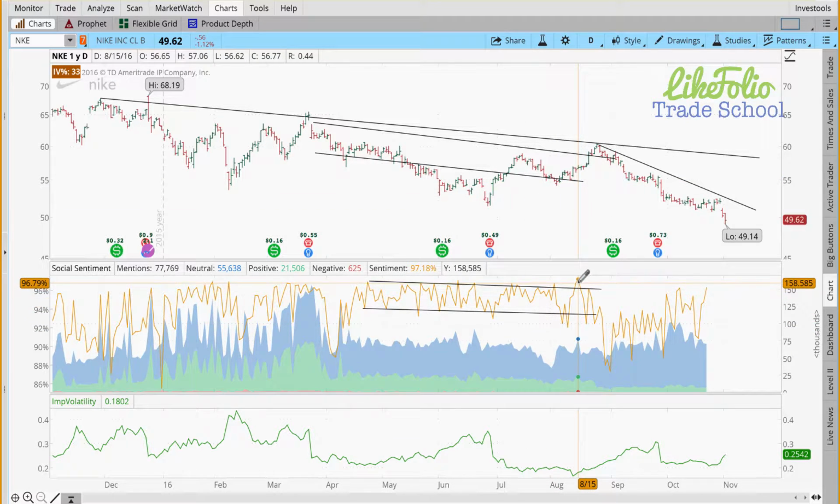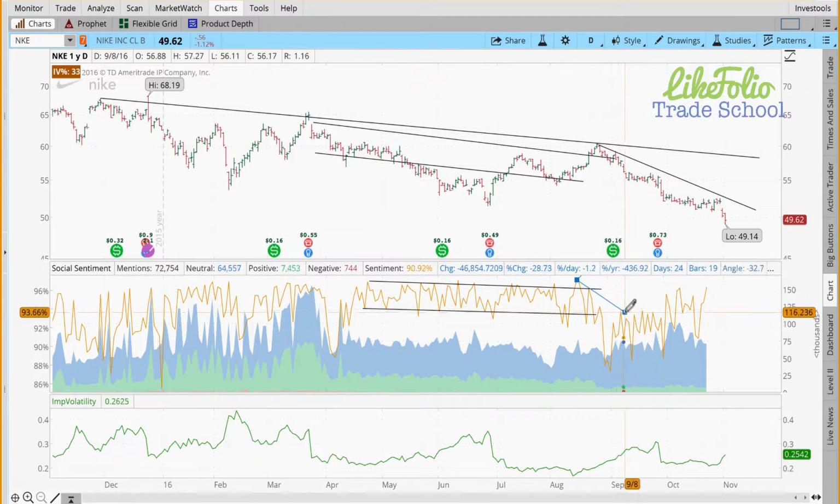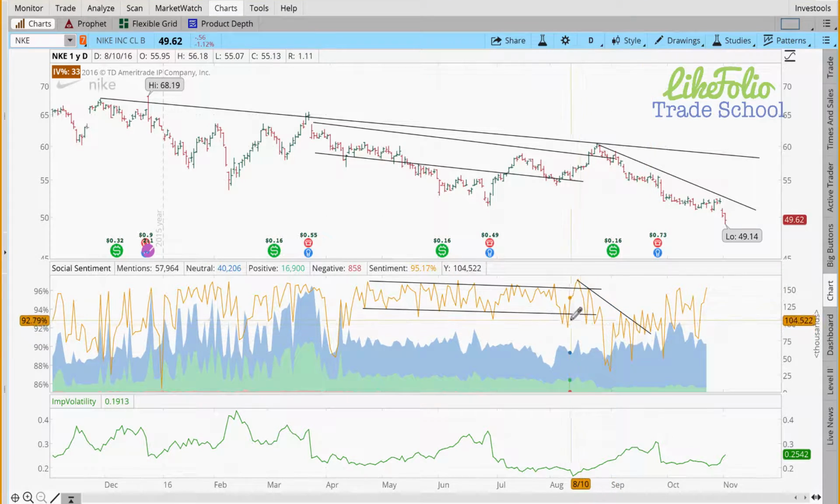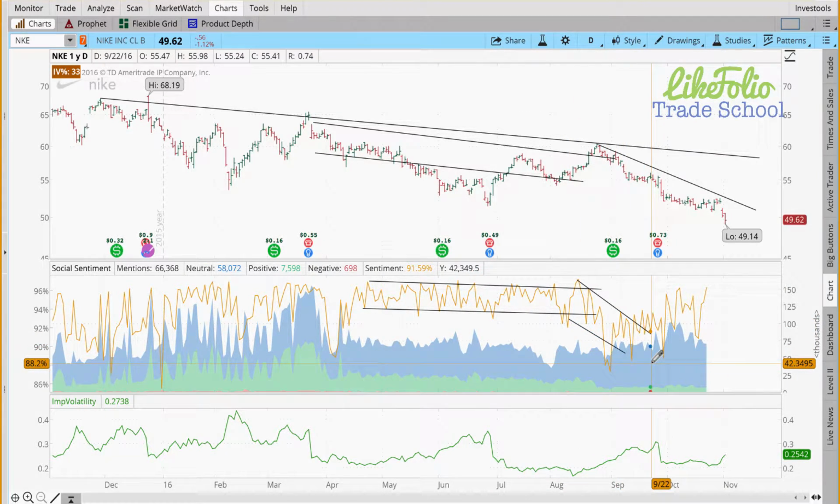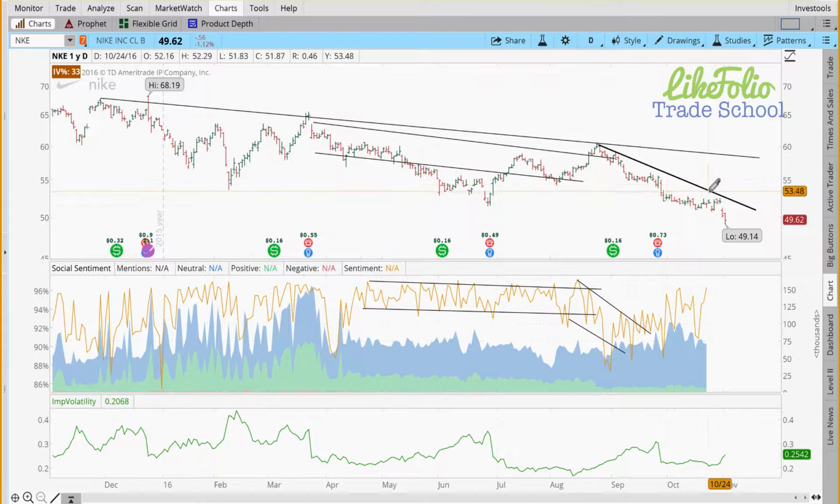Then all of a sudden we saw a bit of an acceleration to the downside. So it accelerated a bit as far as the decay in sentiment, and shortly after that accelerated downslope in the sentiment took place, we started to see a little bit of acceleration in the overall price decline of Nike. That's a pretty interesting observation in my opinion.